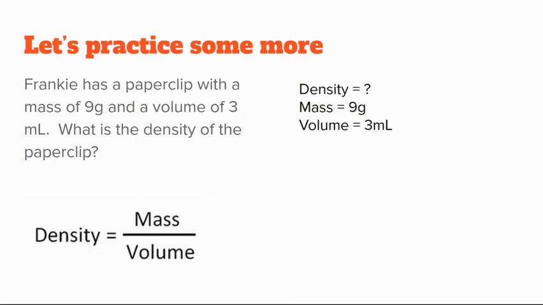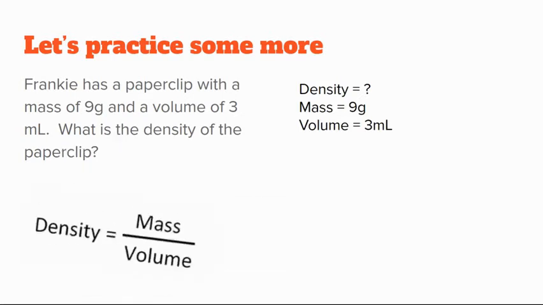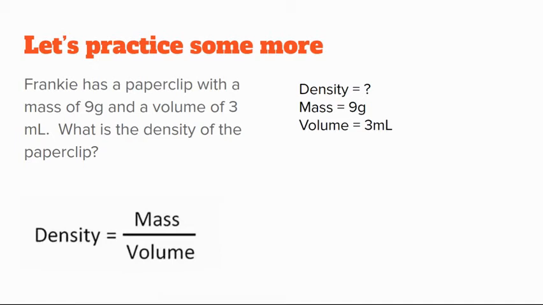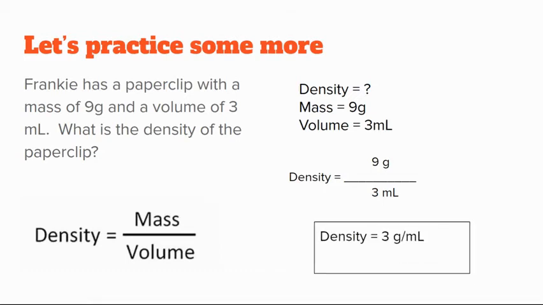So now I have to think, do I have enough information to solve for density? Well, here's your formula, and I know mass and I know volume. So I plug it into my equation. Density is 9 grams divided by 3 milliliters, and when I take 9 divided by 3, I get an answer of 3 grams per milliliter.